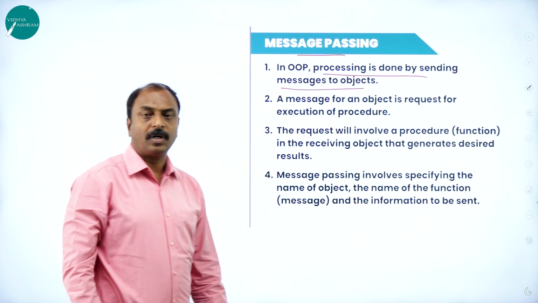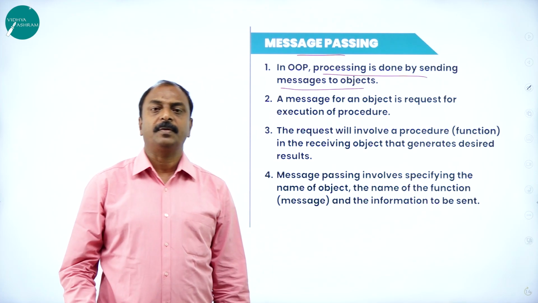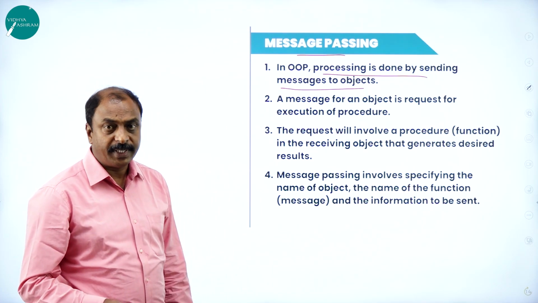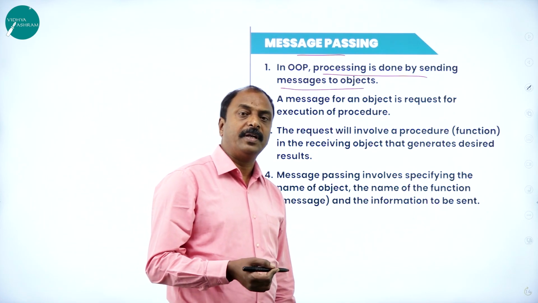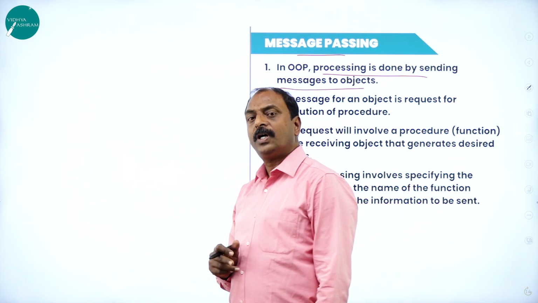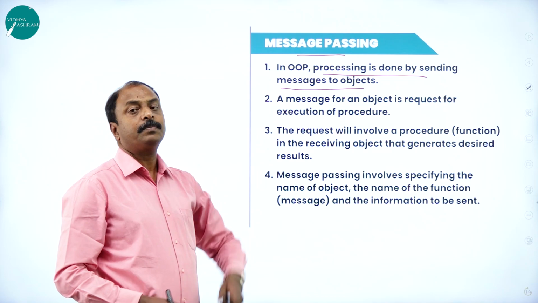Now we know that an object is an entity with similar behavior and characteristics. A class is a group of objects, so it can have n number of objects of a particular class. And how do the objects communicate among themselves? That is nothing but message passing.